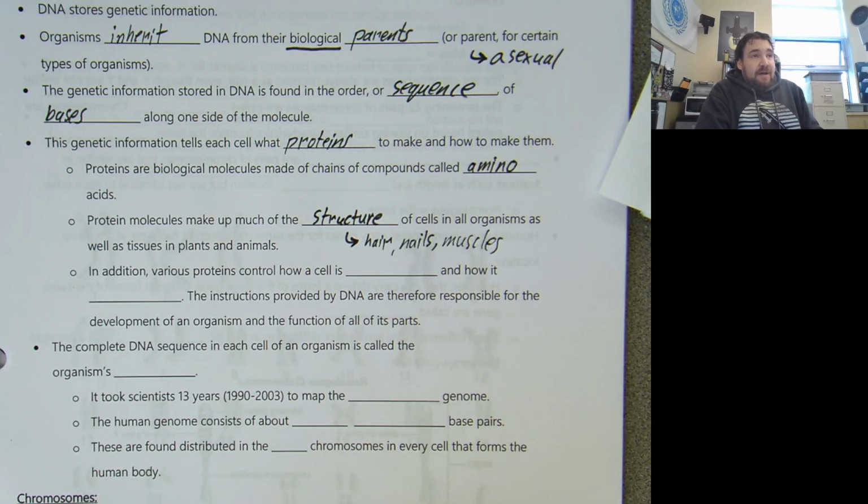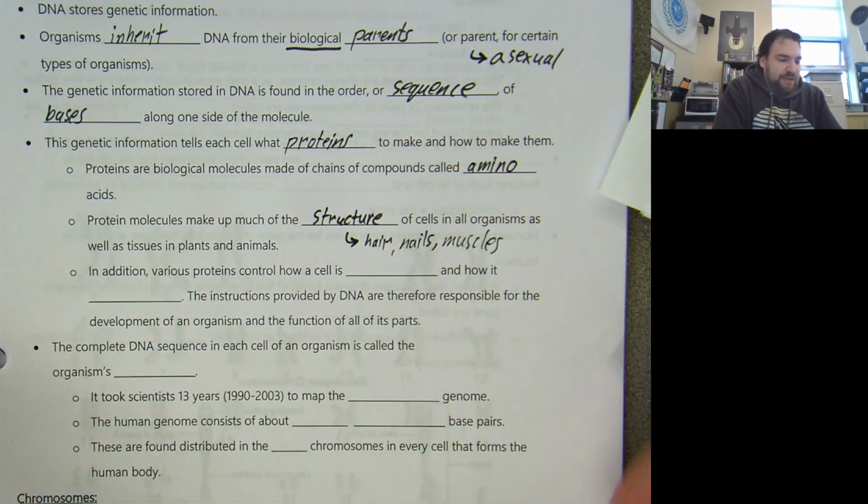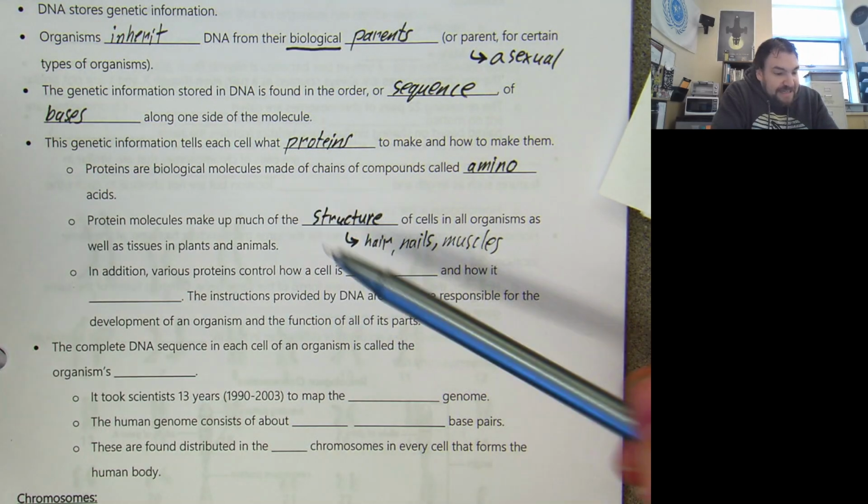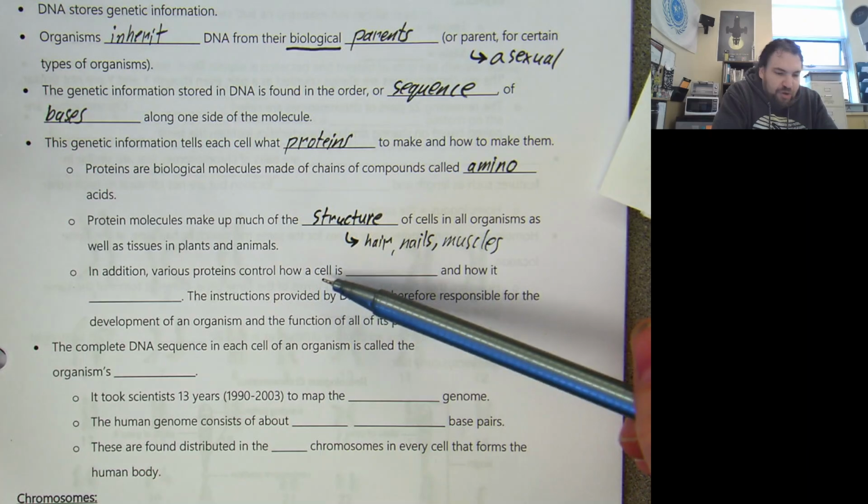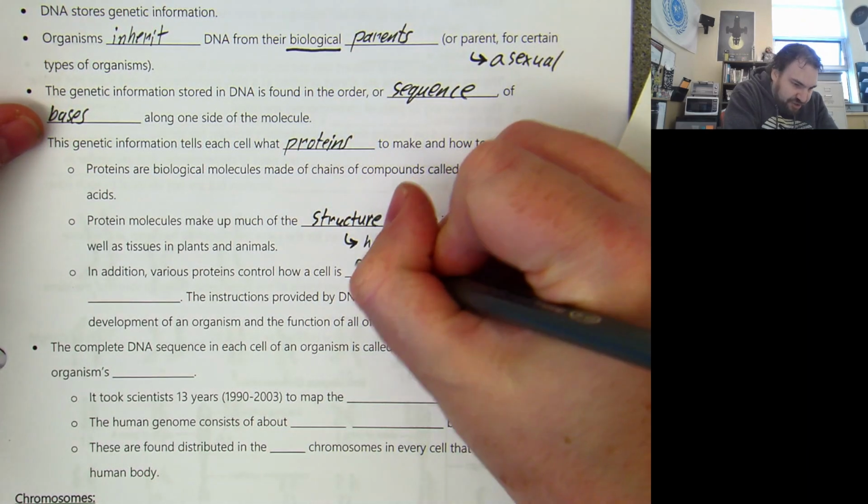The first proteins that suffer when you are being starved are the least important proteins, and that's your hair and your nails. That's why if you fast for a long time, your hair starts to get brittle. Those are the ones that are sacrificed first because your least important protein is your hair. Who cares about hair when your heart is at stake, for example. And so it needs those structures to continue to build. So in addition to the structure, various proteins control how a cell is formed and how it functions.